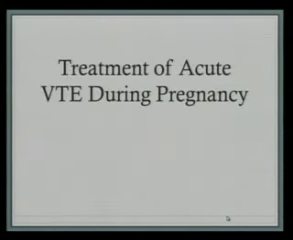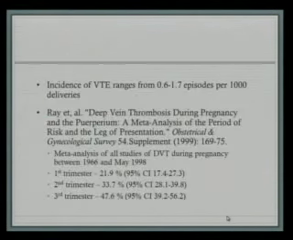So we're going to go through how to treat the acute blood clot in pregnancy. The incidence of blood clots in pregnancy ranges from 0.6 to 7.1 episodes per 1,000 deliveries. So it's not that frequent. Ray, in his meta-analysis, saw that most of it occurred in the 3rd trimester, and then there was a little peak in the 2nd trimester as well.